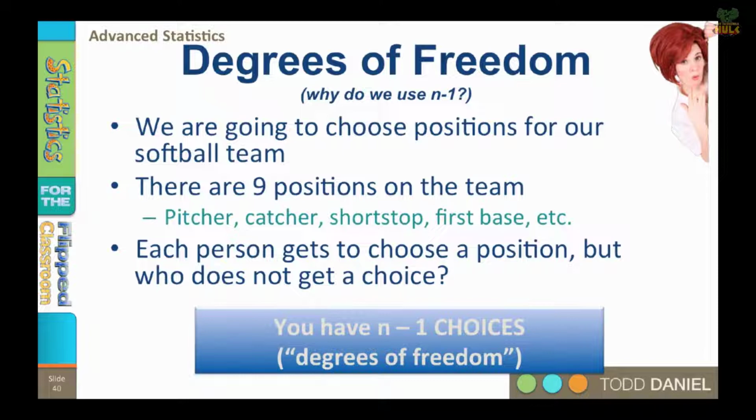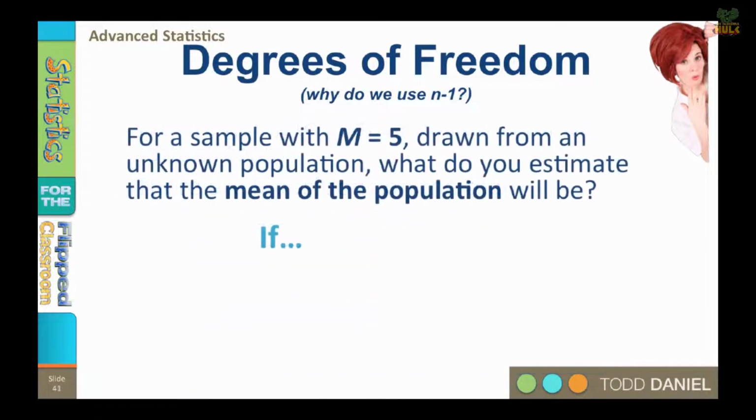Now let's apply this to a sample. We have chosen a sample of 9 subjects from an unknown population. The mean of our sample equals 5. What do you estimate will be the mean of the population? Because the sample mean is the best estimate of the population mean, we estimate that the mean of the population will be 5.